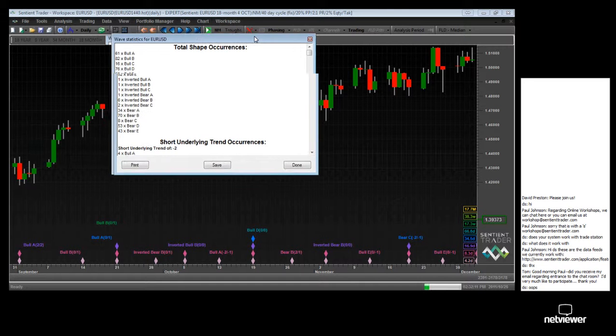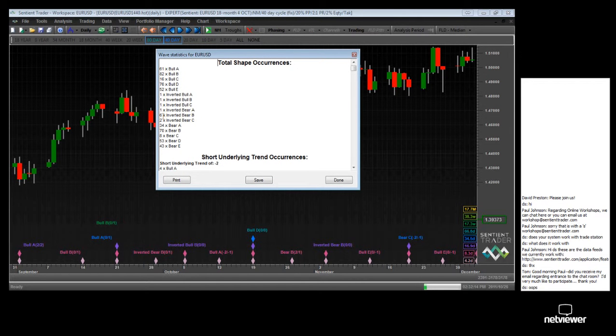So all the things I've been doing so far have been a matter of going through the chart and studying it. What happens if you don't really have the time for all that? Well, there's a much easier way of doing it. You go View, Sentient Wave Shape Statistics. Now, I don't know if you can see this because the type is pretty small, so let me put it center screen. But you can see here how many inverted shapes there are.